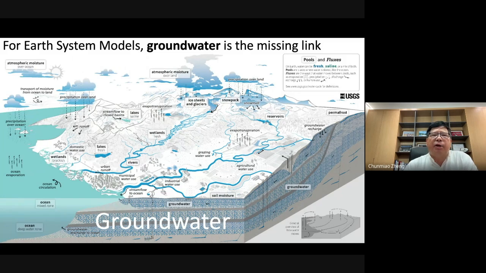We know the Earth system models are widely used now, and it's a very powerful tool to study the climate system and the interaction with surficial processes. But all the Earth system models really don't consider groundwater yet, or treat it in an extremely simplistic way. So groundwater is the missing link in Earth system models, and we are trying to do something to mitigate the issue, to improve the representation of groundwater processes in Earth system models.